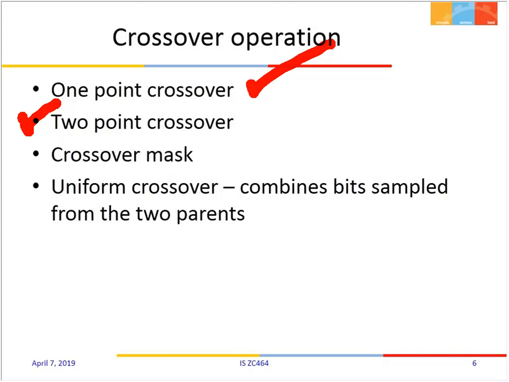Crossover mask is also created randomly. You can always create a mask which gives you some one values for those bits where you can apply the crossover. This also can be created randomly, or this can be created using some heuristic. Uniform crossover combines bits sampled from the two parents.